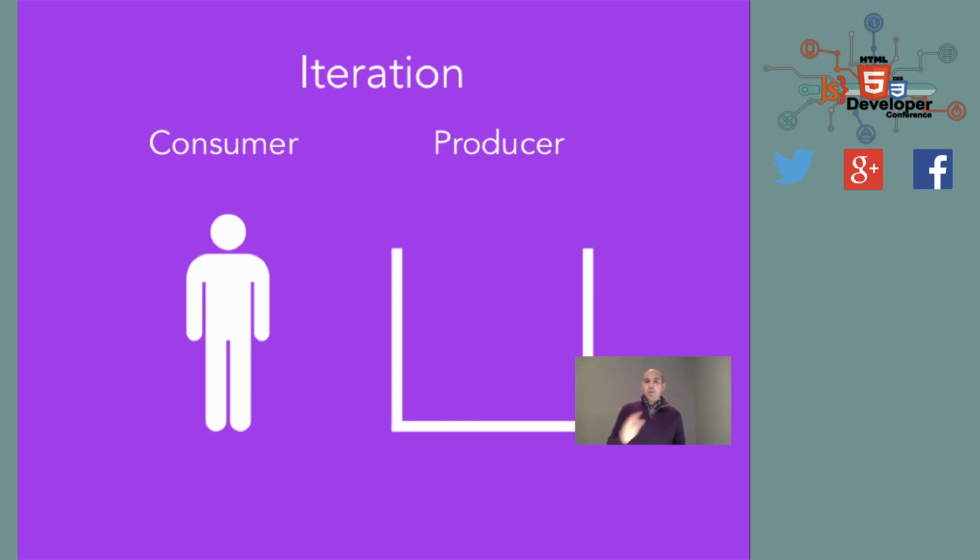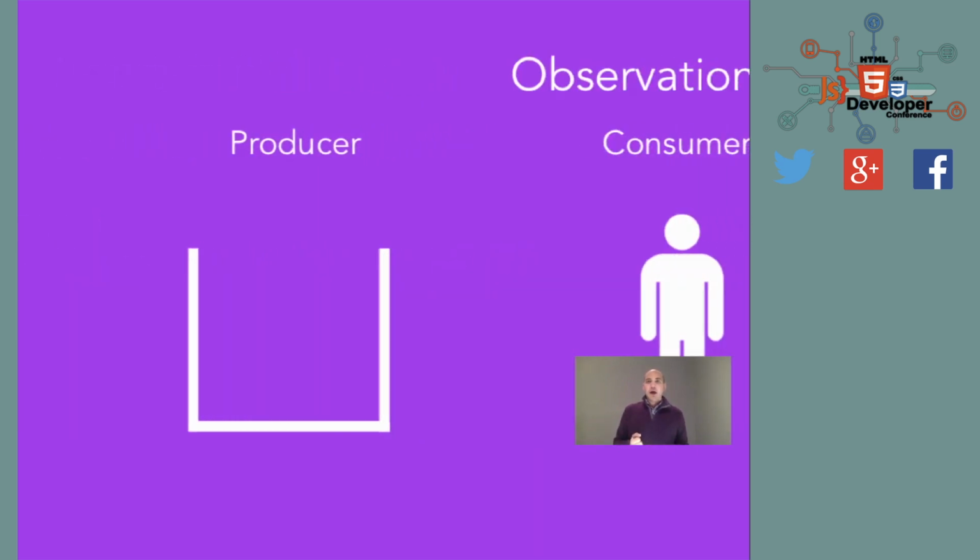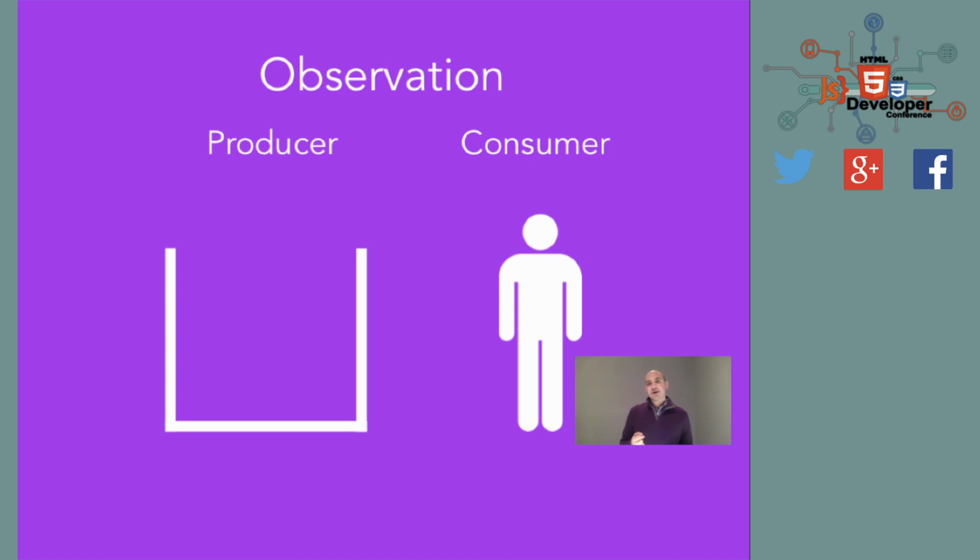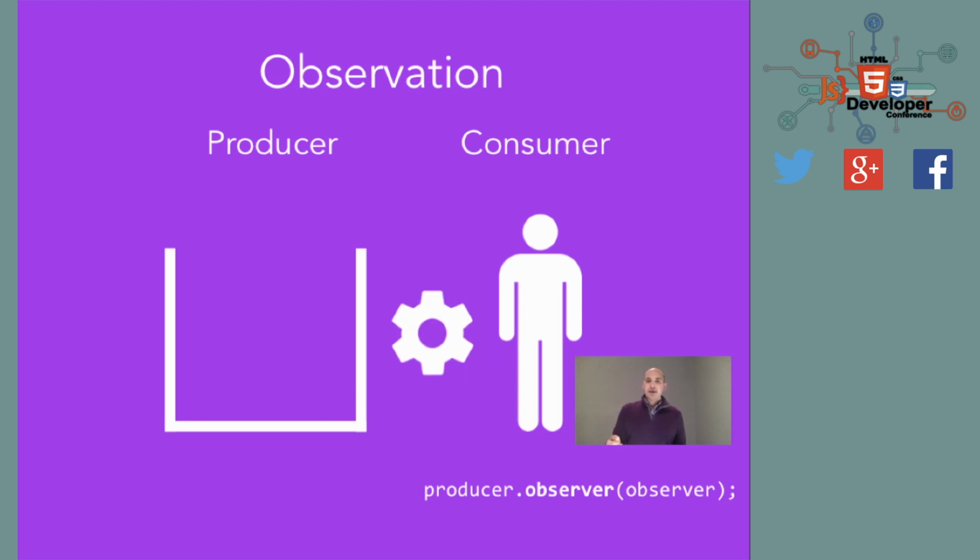So let's contrast what I mean when I talk about observables. We remember iteration and how that works, with the consumer pulling values out of a producer. Well, observation works differently. Instead of a consumer requesting a generator from a producer and then pulling values out, in observation, a consumer hands an observer to a producer, and the producer pushes values at the consumer.